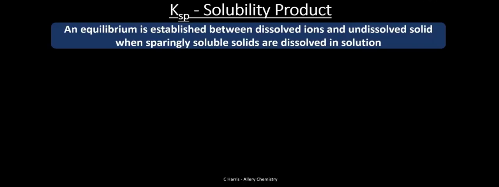Let's talk about something called solubility product. We need to understand that an equilibrium is established between dissolved ions and undissolved solid when a sparingly soluble solid is added to a solution. So an equilibrium is established between dissolved ions, those that are hydrated and in solution, and your undissolved solid. Just understand that there is an equilibrium set up there between the undissolved solid and the dissolved ions that are already in solution.